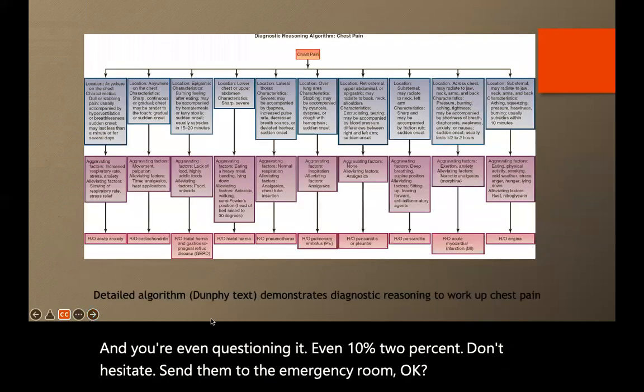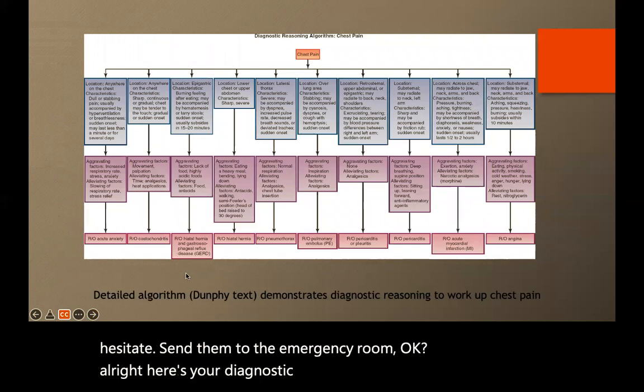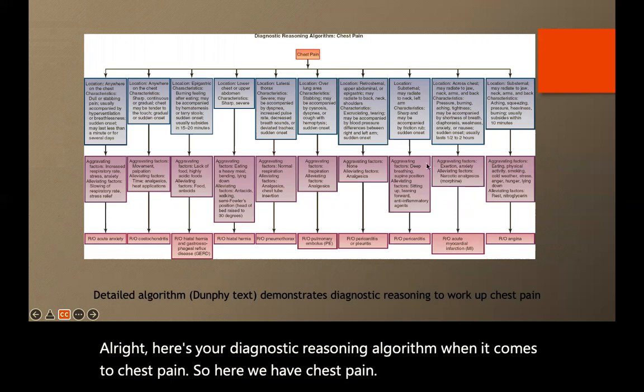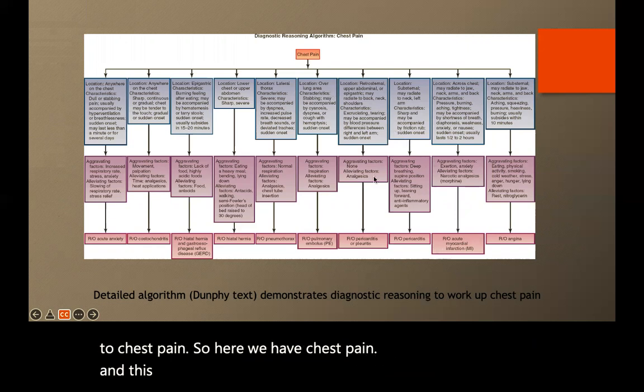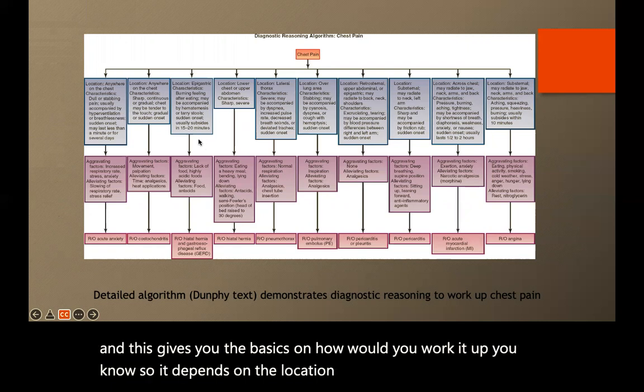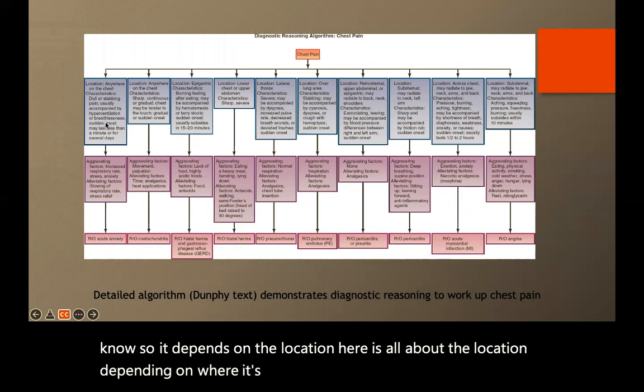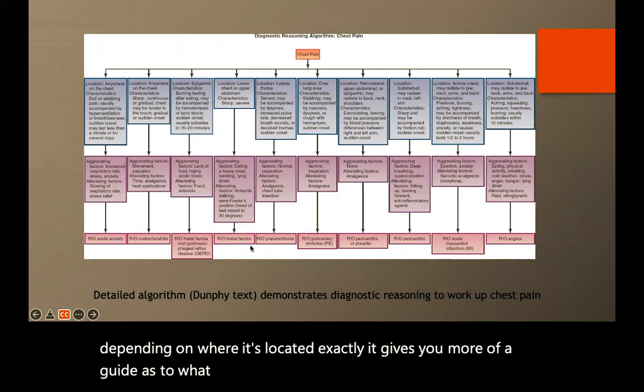All right, here's your diagnostic reasoning algorithm when it comes to chest pain. So here we have chest pain. This gives you the basics on how you would work it up. It depends on the location. Depending on where it's located exactly, it gives you more of a guide as to what the possible diagnosis or causative factor is likely. All right, so just look at this.